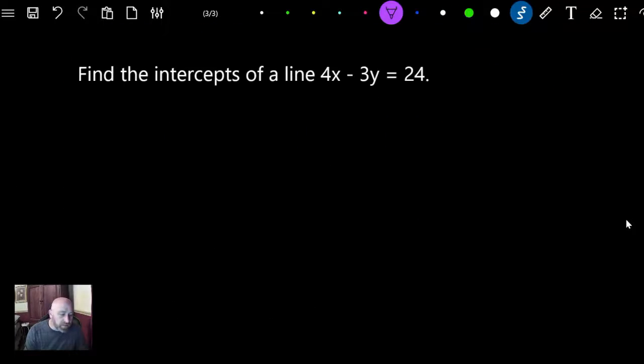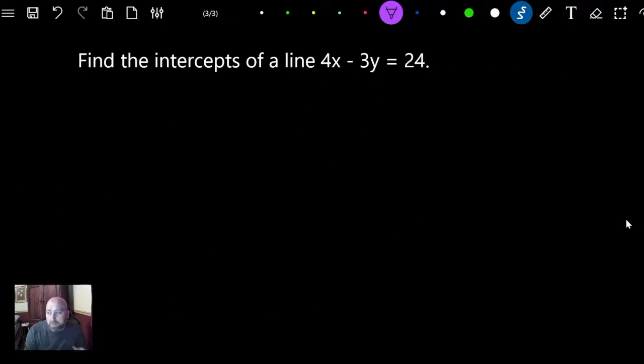All right, let's take a look at the next one. Again, we're back on page 218. This is example number 3. Find the intercepts of this line. This is the one where the easiest way to find the intercepts is to put it into intercept form. You might say, I think this is in intercept form. No, not yet. Why not? Because it's equal to 24.